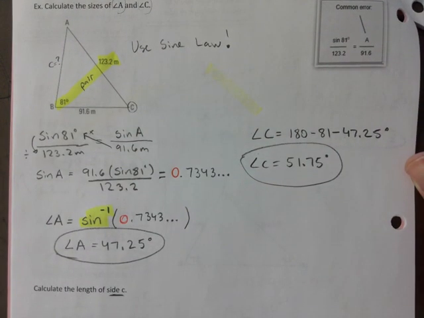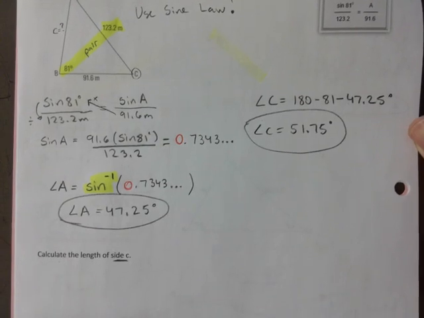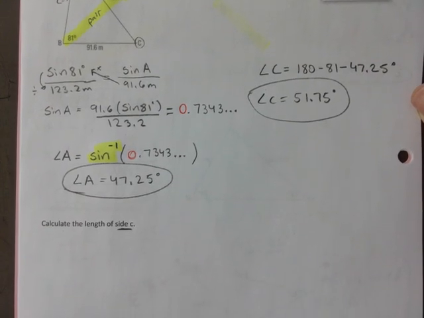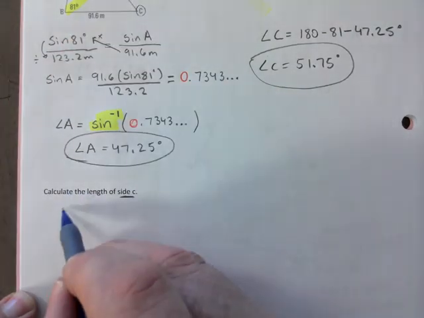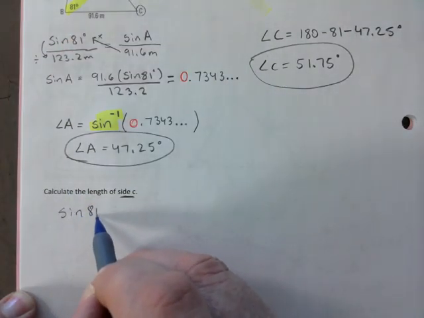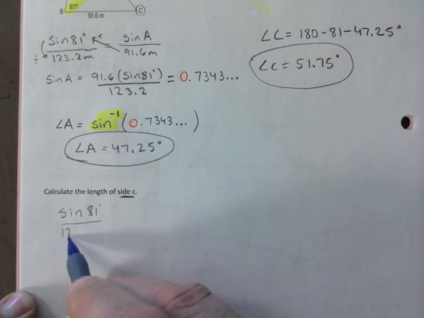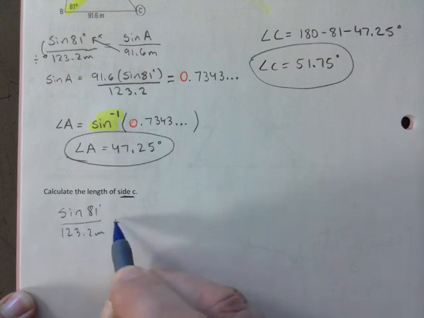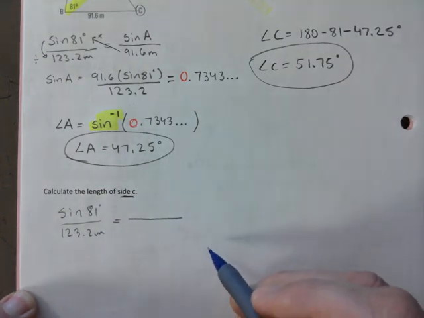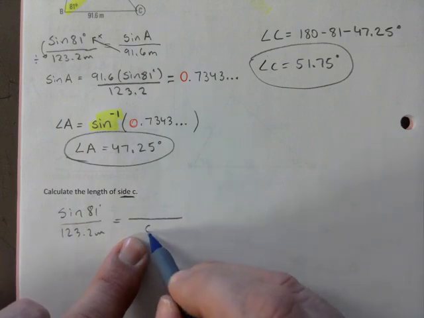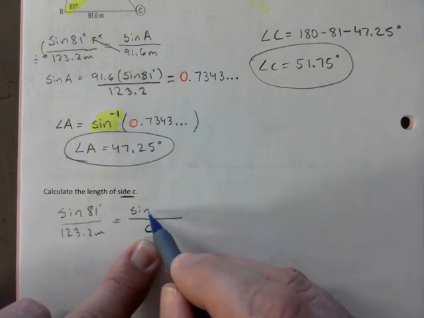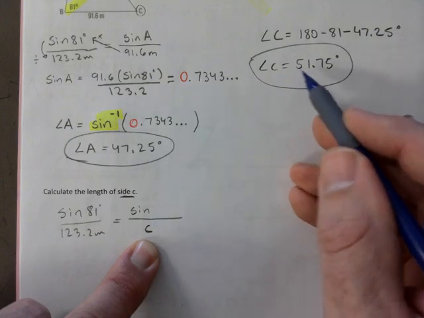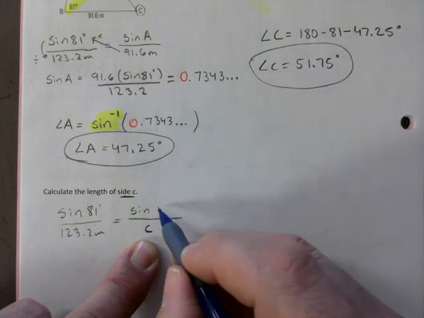Okay, let's do this. And I'll give you some time to work on it. So I'm going to start with the same pair as before. Sine of 81 over 123.2. And if I want side C, I better have sine of angle C up here, which I know. This is angle C right here, 51.75.